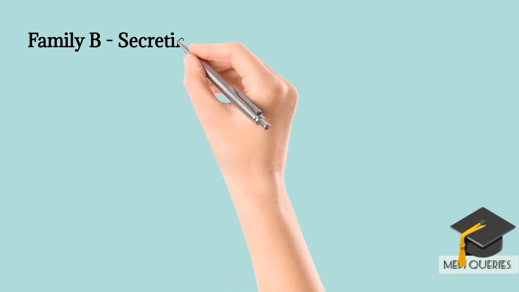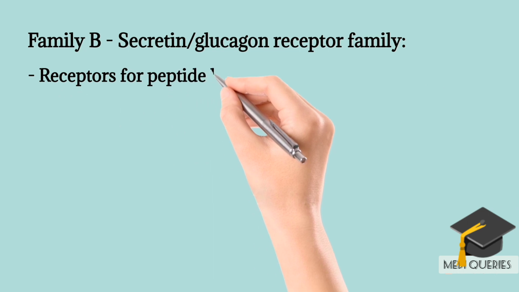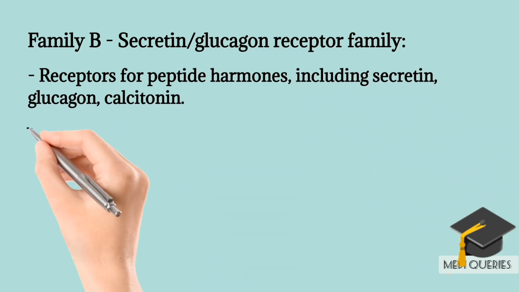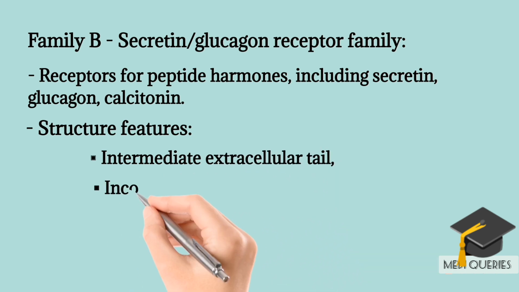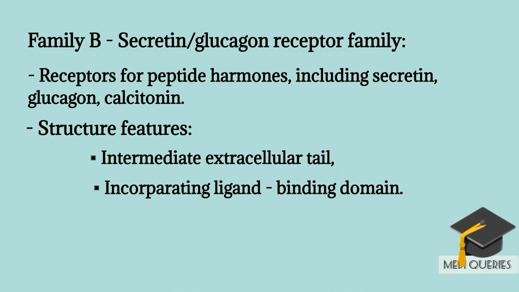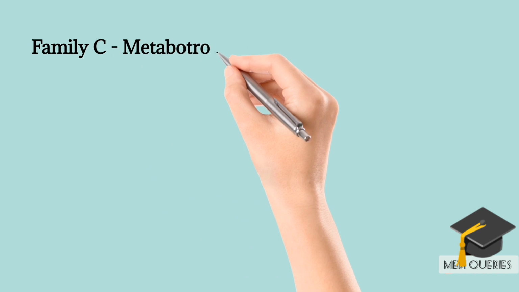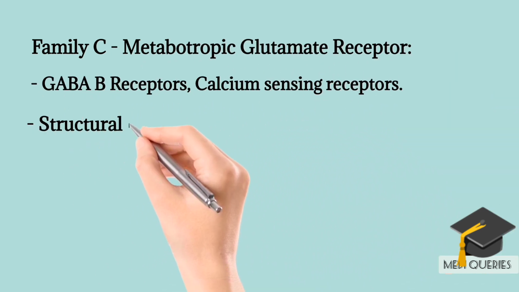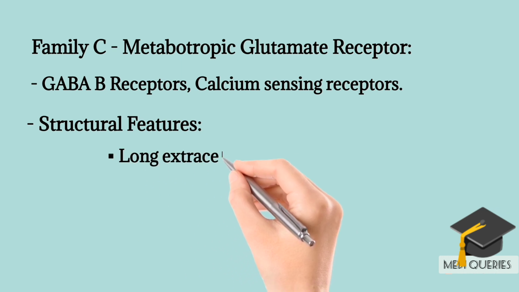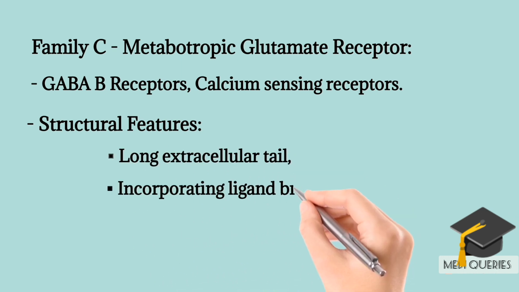Family B, secretin or glucagon receptor family, receptors for peptide hormones including secretin, glucagon and calcitonin. Structural features: it has an intermediate extracellular tail incorporating ligand binding domain. Family C, metabotropic glutamate receptors, GABA B receptors, calcium sensing receptors. Structural features: long extracellular tail incorporating ligand binding domain.